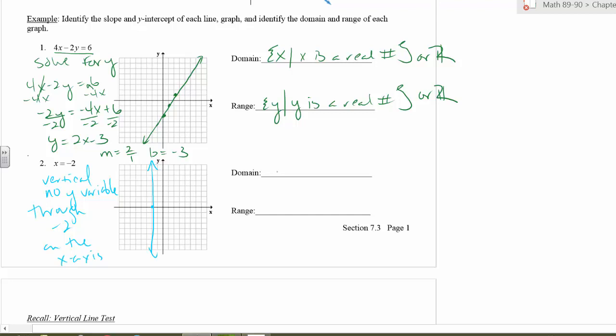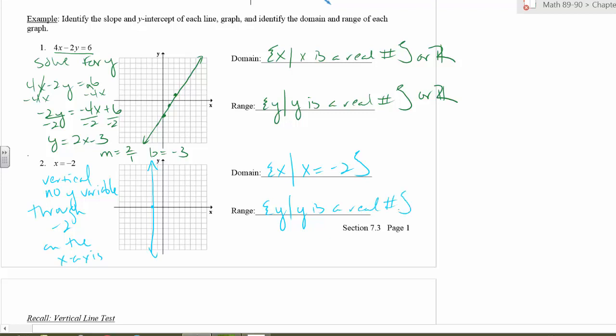Now this one, for the domain, it's going to look a little bit different. It's not going to be all real numbers, because this particular graph only uses x equal to negative 2. There's no other x values. So you literally write all x such that x is equal to negative 2. Now for the y's, your range, this graph goes up forever, it goes down forever. It doesn't go left and right forever. It just hits negative 2. So the range is similar to number 1, all y such that y is a real number.